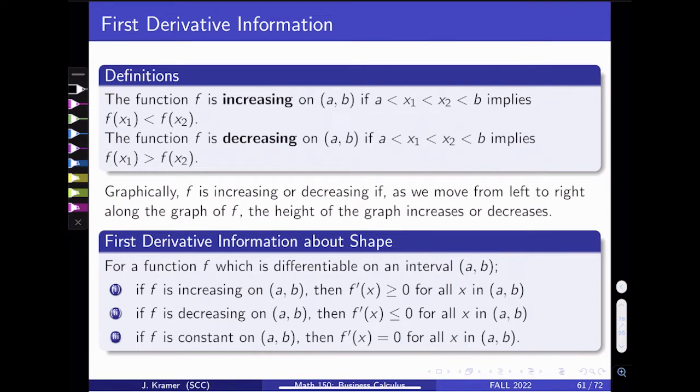For a function f, which is differentiable on the interval from a to b, if f is increasing on the interval from a to b, then the first derivative is positive for all x in a to b. If f is decreasing on the interval from a to b, then f prime is negative for all x in the interval. And if f is constant on a to b, then the derivative equals 0 for all x in the interval.